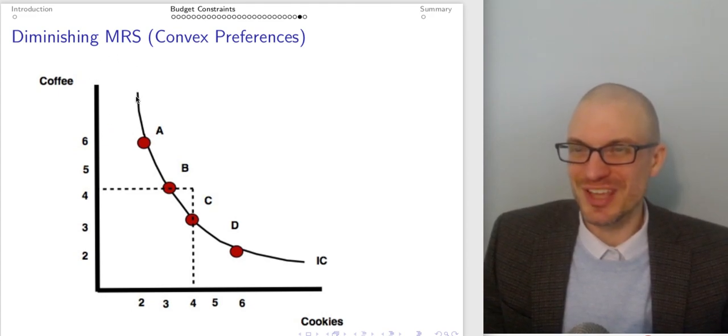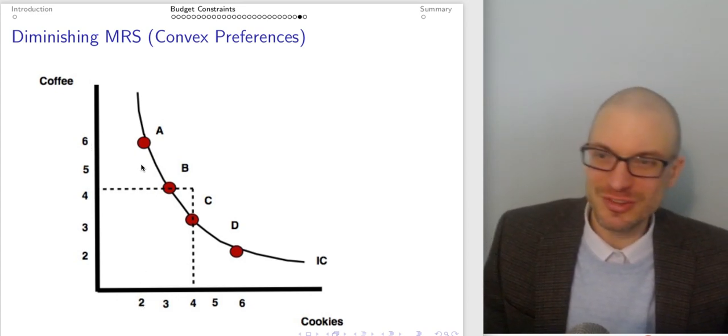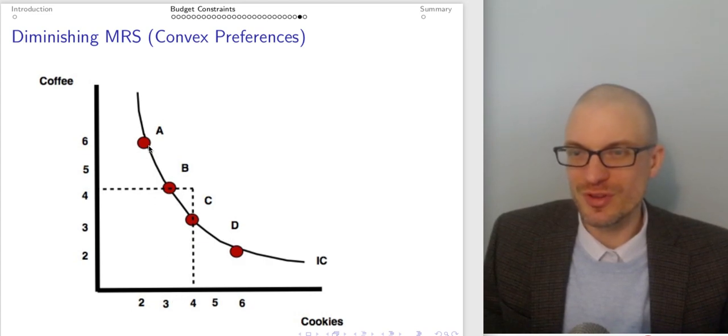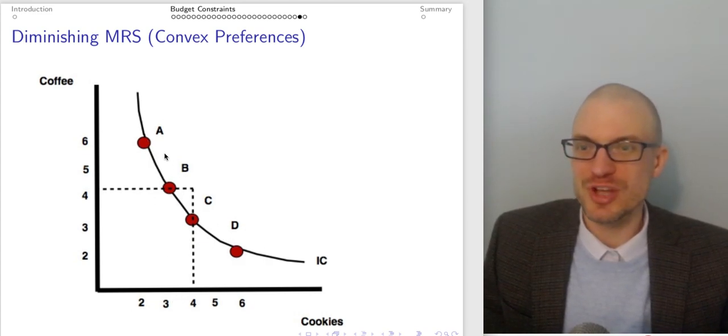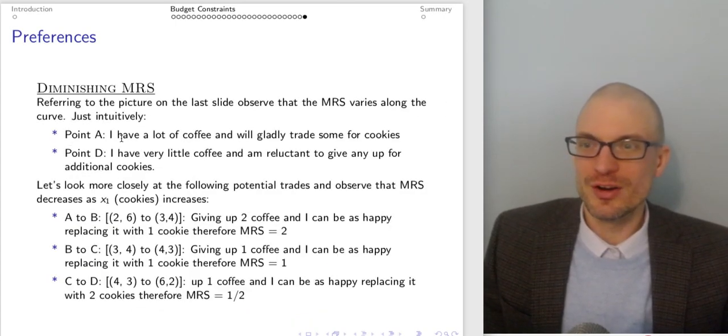So here's diminishing MRS, convex preferences. This is like my coffee and cookies example. So this would be a bundle with 2 cookies and 6 coffee. Here's 3 cookies and 4 coffee, so on and so forth. And I'm going to illustrate that the MRS changes along this indifference curve. So here at point A, I have a lot of coffee. I want to trade for cookies. At point D, I have very little coffee, and I'm reluctant to trade for any additional cookies.